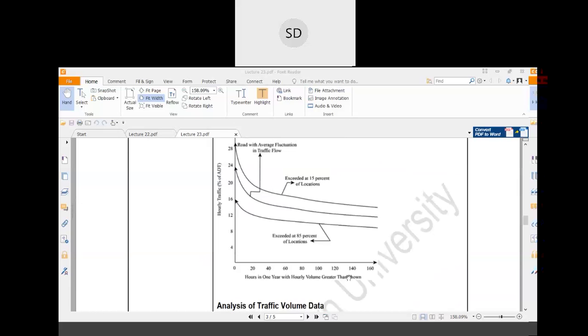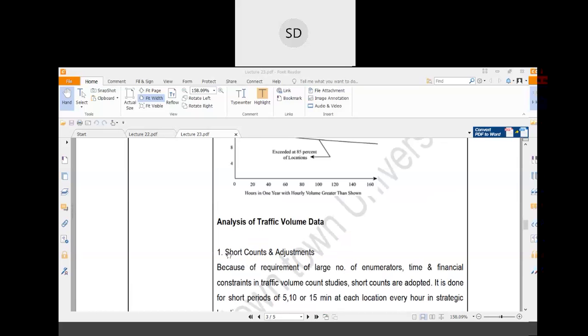These are the different hours in a day, and these are the hourly traffic volumes of ADT. After that, you will find out the 30th highest hourly volume. Why is 30 taken? Because at the 30th point, the curve changes to a consistent, straight way. For this reason, the 30th highest hourly volume data is considered.